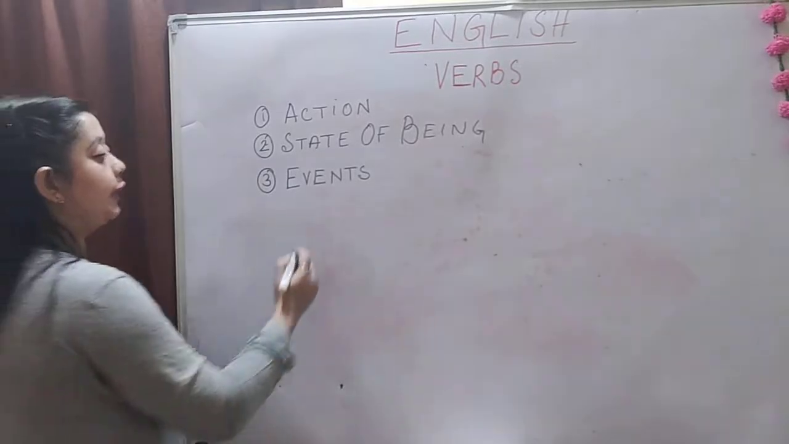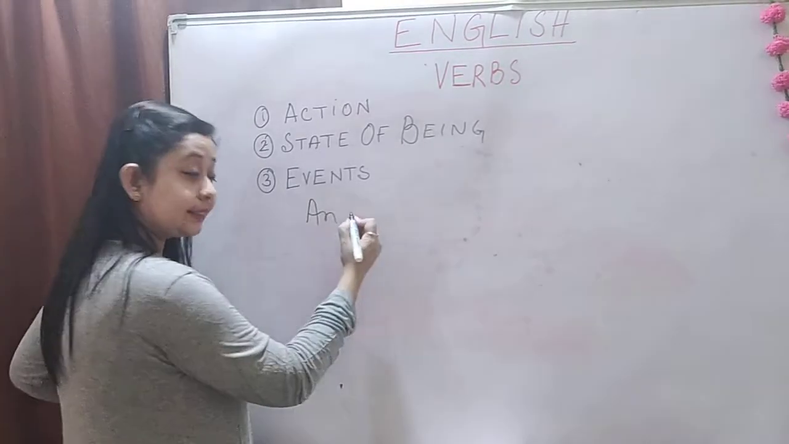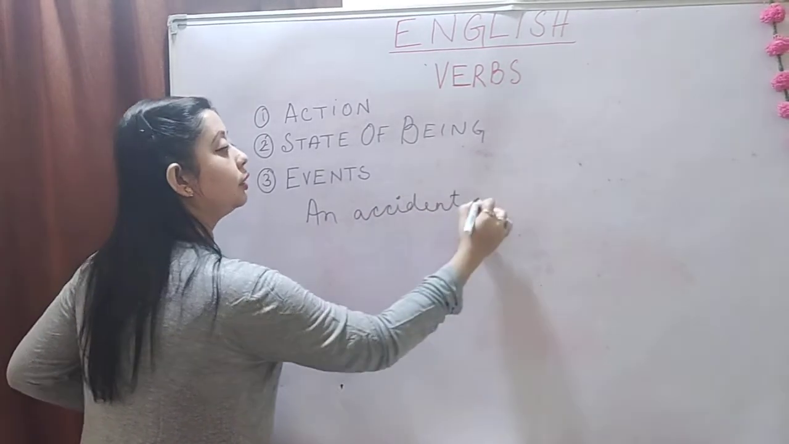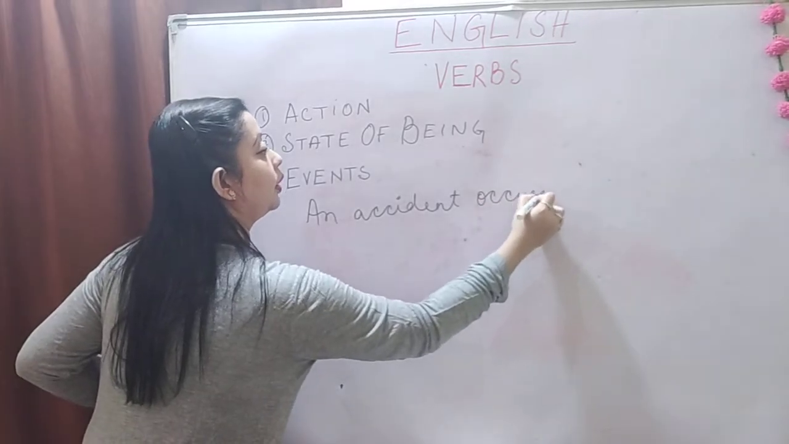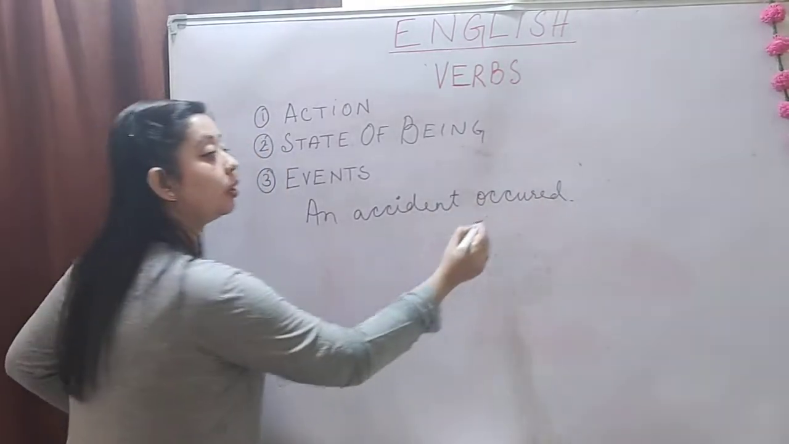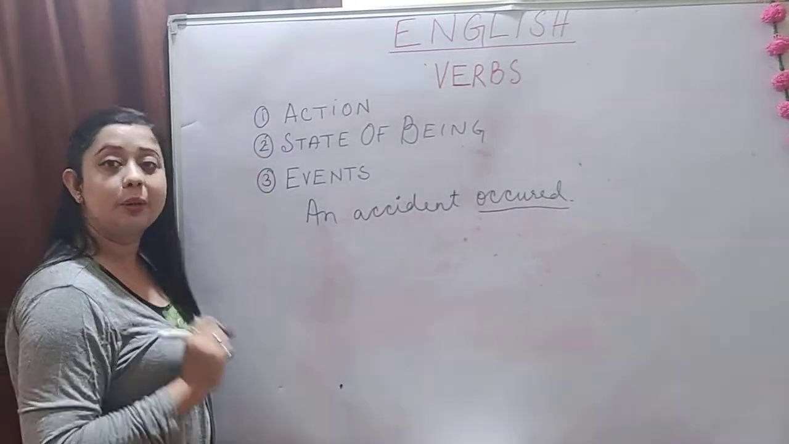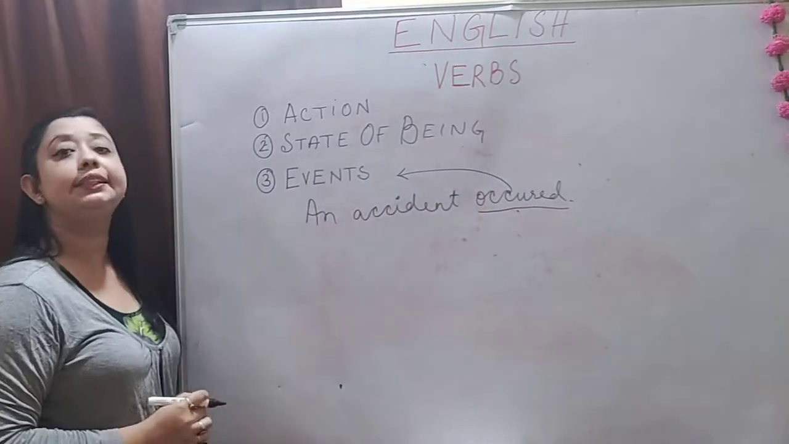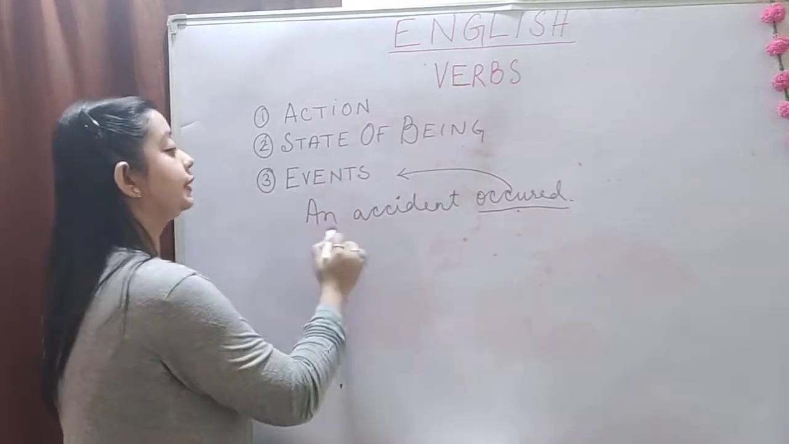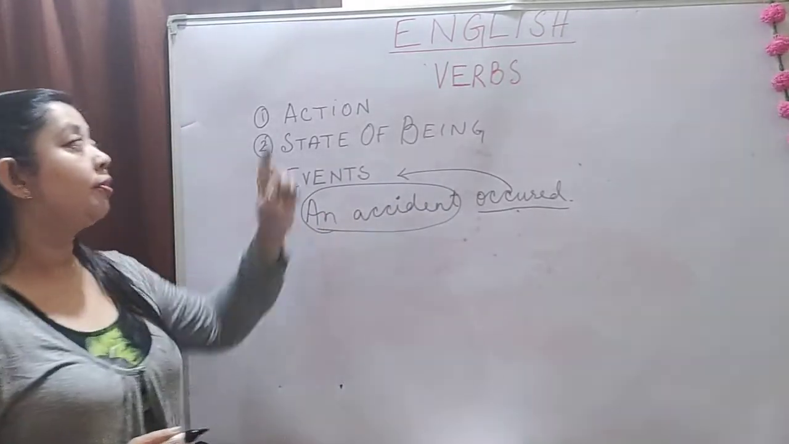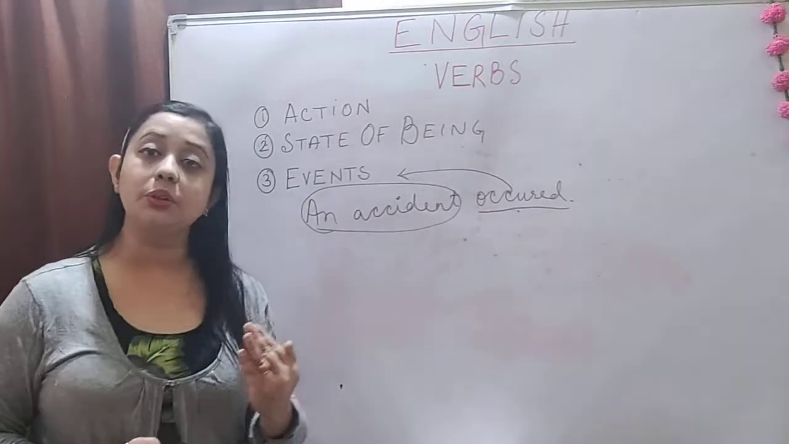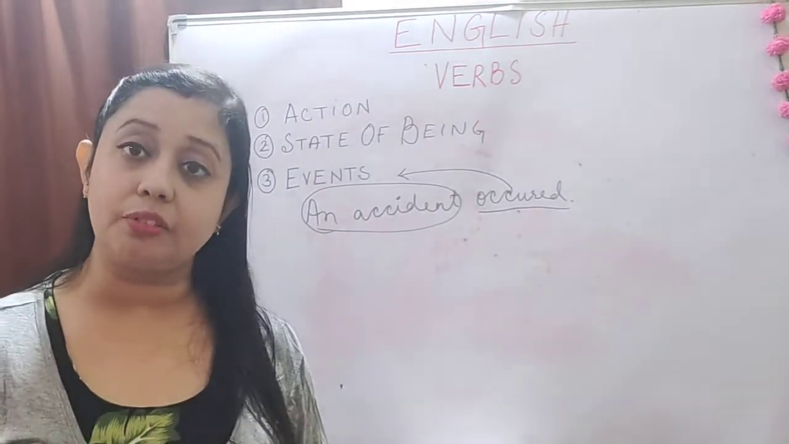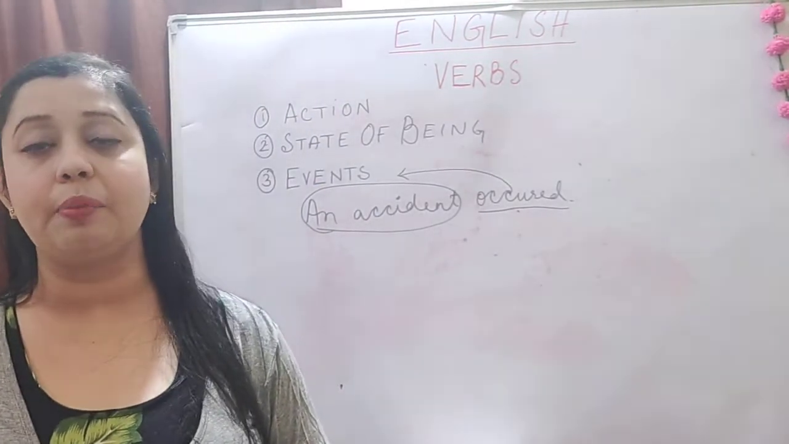So, if I write, an accident occurred, here, which is the verb? The word occurred is the verb. So, occurred is telling us about an event, about an incident. What is the incident? The incident is this accident. Therefore, verbs do three functions. What are those three functions? Verbs tell us about actions, verbs tell us about state of being, and verbs also tell us about events.